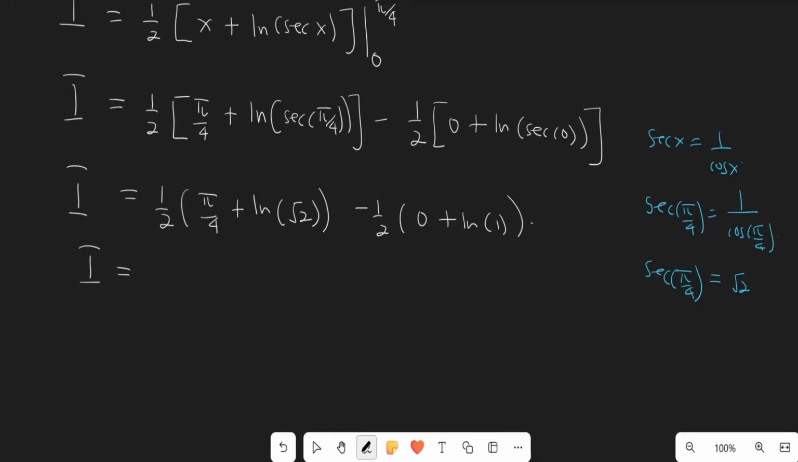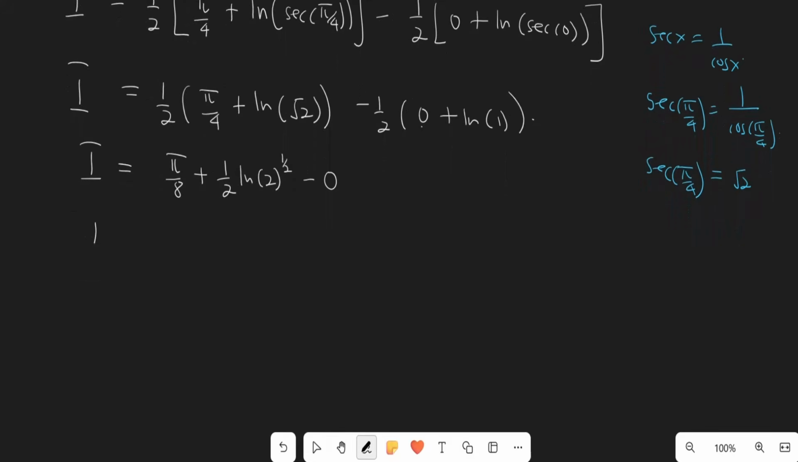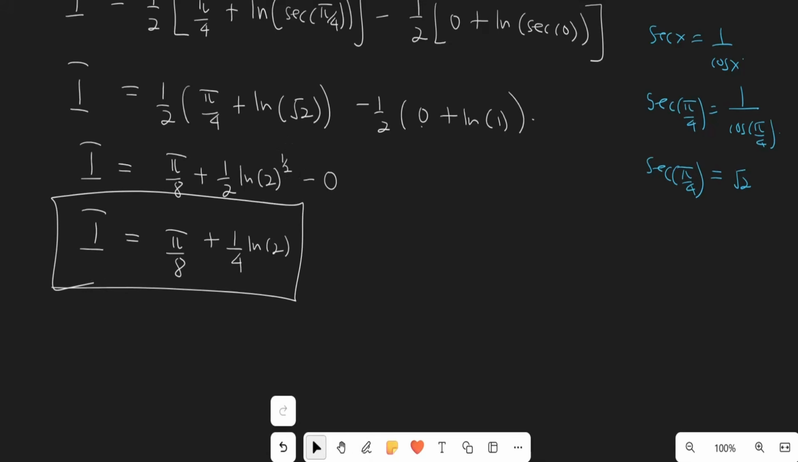So this is the ln of 1. So I is going to be equal to, multiplying in, we have pi over 8 plus 1/2 the ln of the square root of 2, which can be written as 2 raised to the power 1/2, minus this is 0, ln of 1 is 0, so minus 1/2 times 0 is 0. So I is going to be equal to pi over 8 plus 1 over 4 ln of 2, using the power rule of logarithm. So this is what we have for the second method. So the answer is pi over 8 plus 1 over 4 ln of 2.